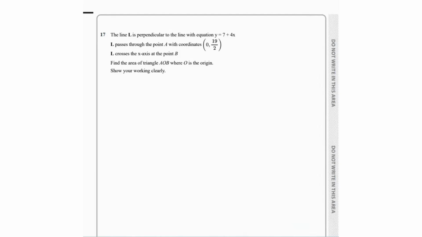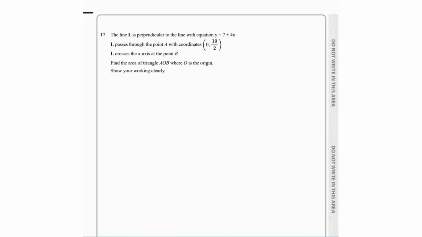Hey guys, as you know, we're continuing with the questions that came in your IGCSE Edexcel Maths A, Paper 1 for May, June 2026. We're doing the hardest questions. We're not doing all of the questions because I want you to focus on the ones that are different from the ones that normally come.